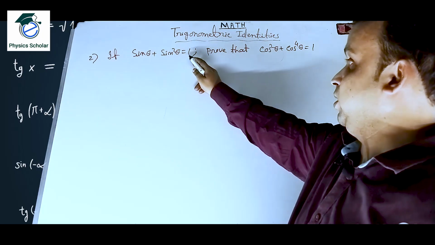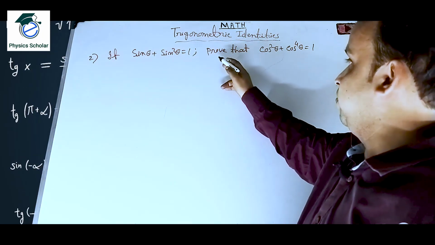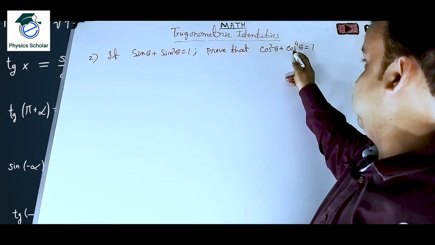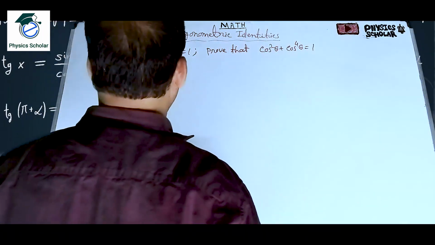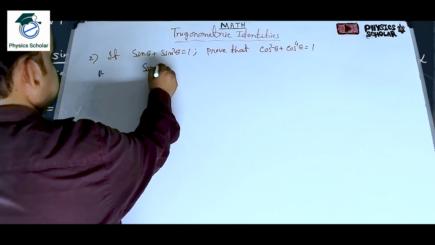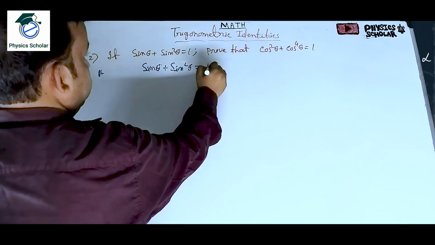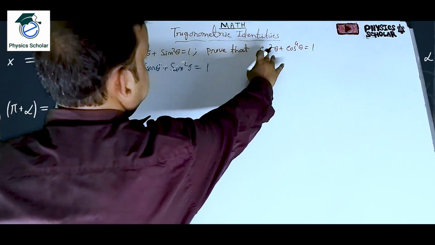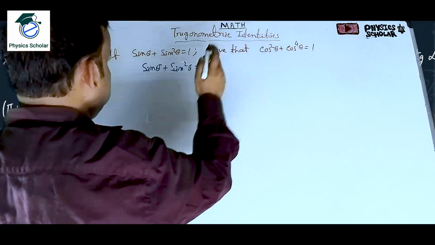If sin theta plus sin square theta is 1, these sums have also come in the CBSE board exam. Prove that cos square theta plus cos to the 4 theta is equal to 1. So these all sums are important for the board exams. Okay, so let us start. What is given? Sin theta plus sin square theta is equal to 1. Now this in terms of cos, we have to prove cos square theta plus cos to the 4 theta is equal to 1.